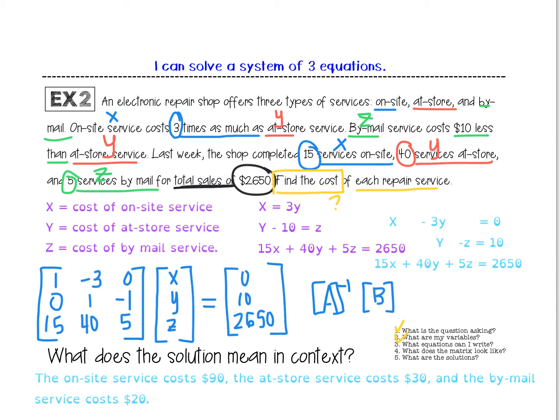Alright, so when I put everything in, I ended up with the on-site costing 90, the at-store costing 30, and the by-mail costing 20, which makes sense. The on-site is 3 times as much as the at-store. So on-site is 3 times at-store. The by-mail is $10 less than at-store. So the at-store is 30, and the mail-in is 20, which is 10 less. And then if I took 15 times 90, 40 times 30, and 5 times 20, I would get $2,650.